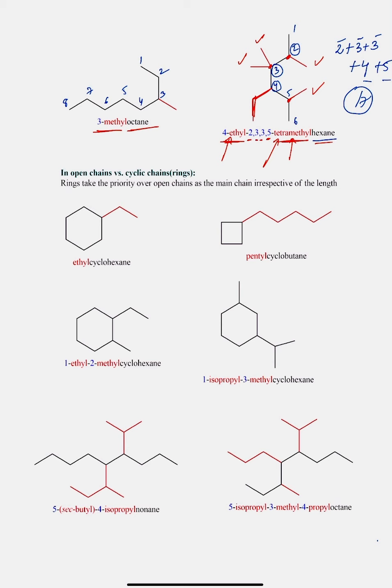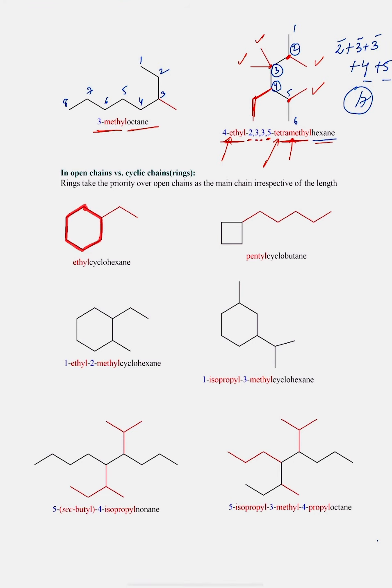The next set of structures involves cyclic carbon chains or carbon rings. Now when we have rings of carbons attached to straight chains of carbons, irrespective of the lengths of the ring as well as the straight chains attached to it, the status of the parent chain always goes to the ring and not the straight chains, no matter how long the straight chain is. Even if a long chain is attached to a small ring, the ring takes the status of the parent chain or the main suffix. Let me explain with these examples.